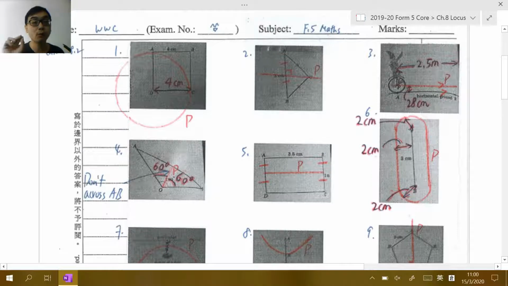You have to understand this when you draw the locus. If you forget to write this, you will be deducted marks. So you have to remember.